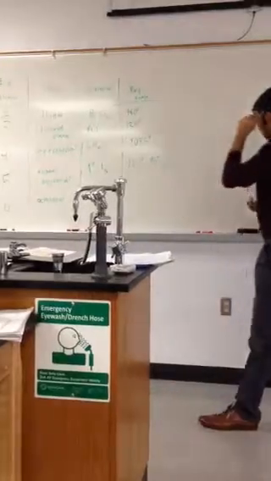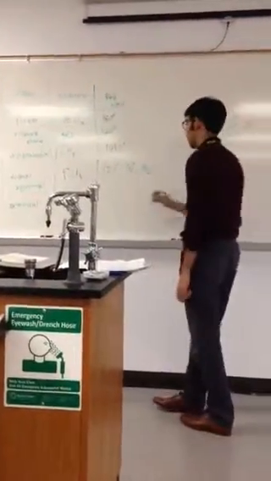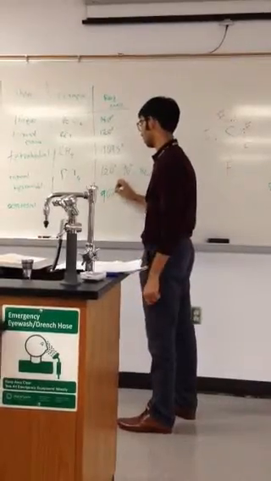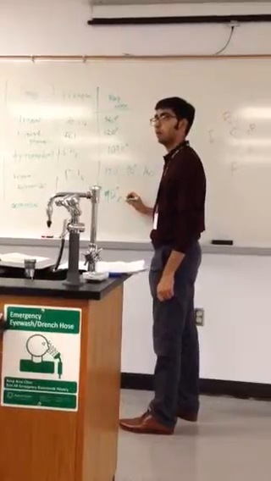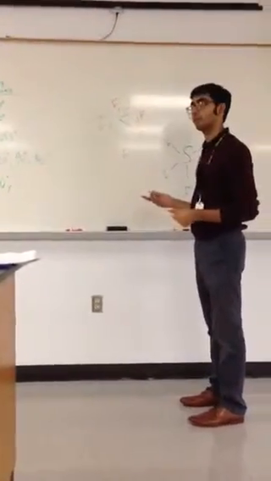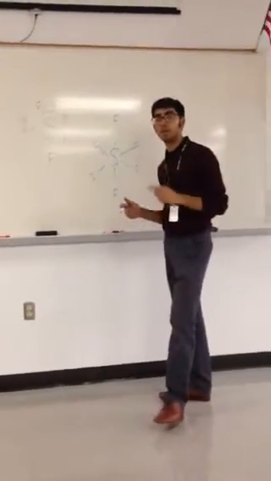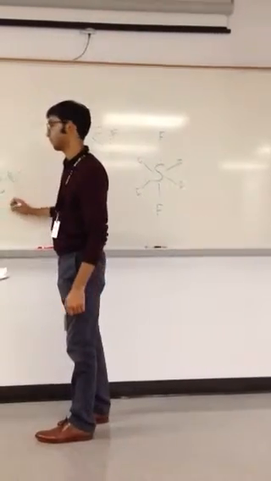Does someone want to guess what kind of bond angles we see? 90 degrees. I heard it from that side. 45? That's a good guess, but where would you see 45? 180, but between the two axial ones. So 180. What else? Are there any more?